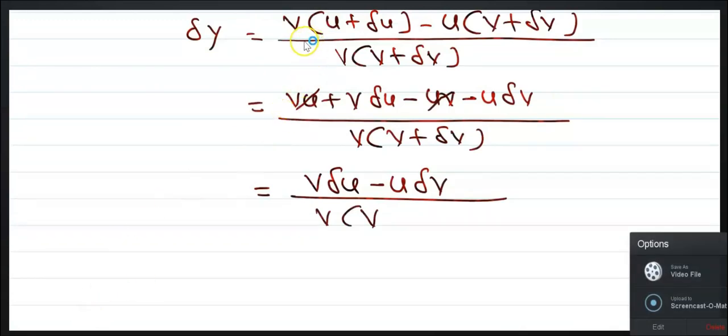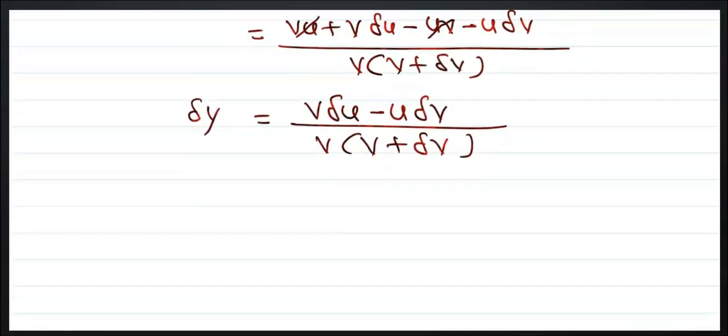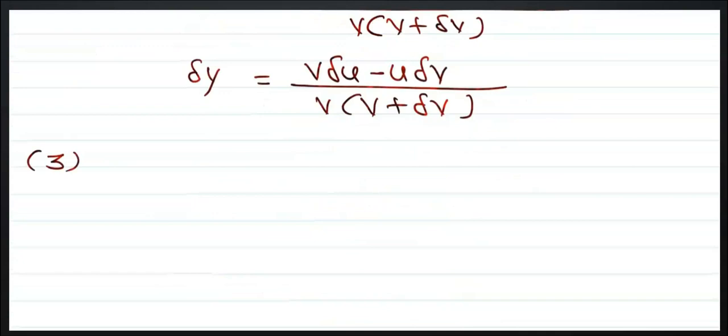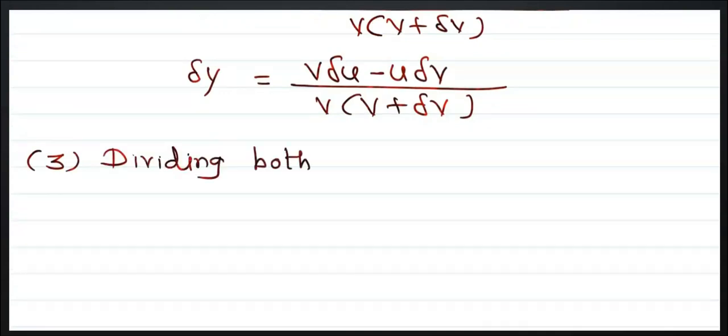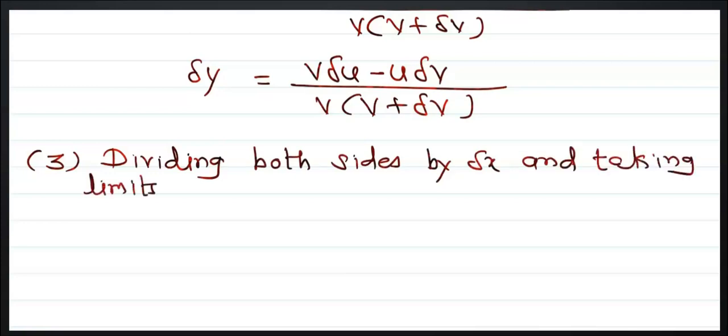Now if you make the product, that is v into delta u minus u into delta v, then plus uv minus uv get cancelled. Then you will get v delta u minus u delta v upon v in bracket v plus delta v. Now dividing on both sides by delta x and taking the limit as delta x tends to 0. Now this is very important.